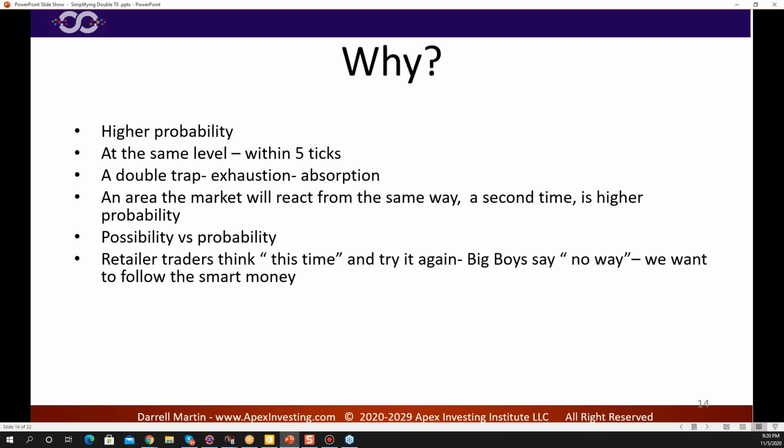Then the market started coming back down to that same place again. And what did you tell yourself in your head? This is it. This time. Now it's going to break out. I was just wrong last time. See, I was just too early.